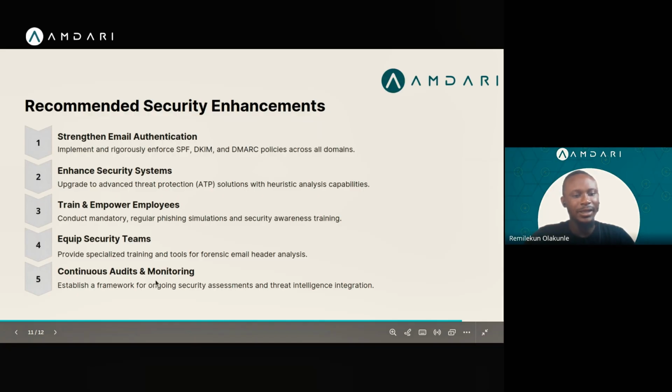Now, training. Employee training cannot be overemphasized. Conducting regular phishing simulations and awareness sessions is very, very important. Also, equipping security teams with the right tools, specialized training to carry out the activities, and also continuous audits and monitoring, which includes integrating threat intelligence and performing regular security reviews.